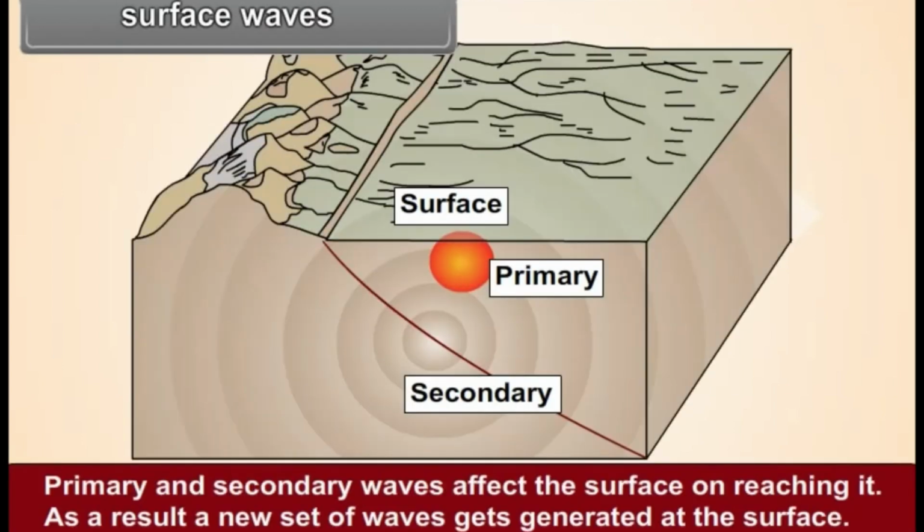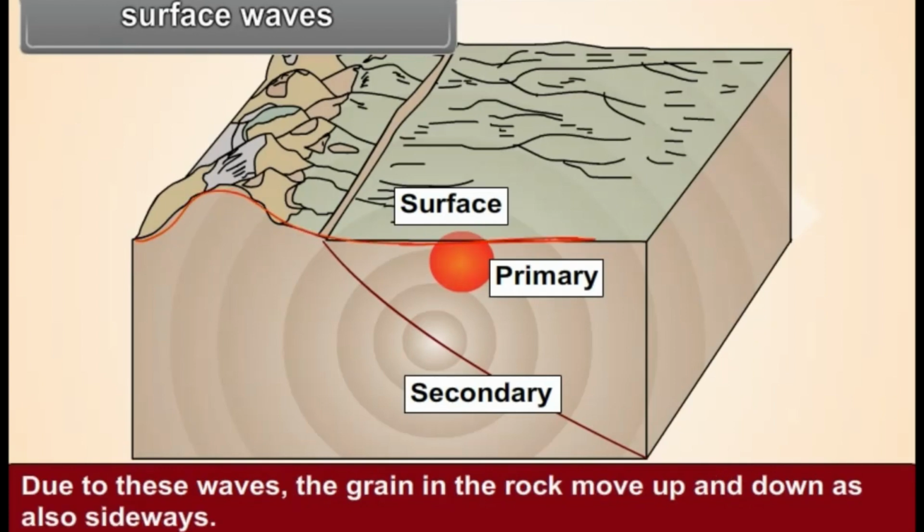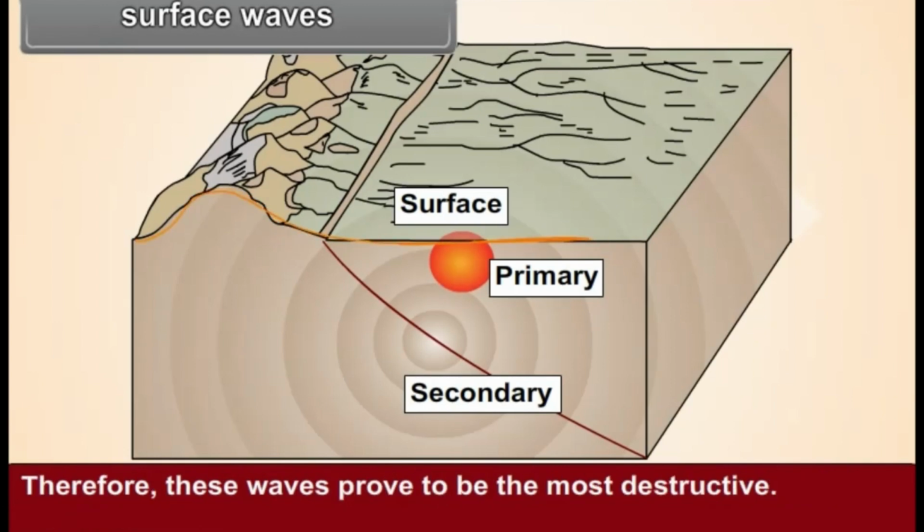Surface waves. Primary and secondary waves affect the surface on reaching it. As a result, a new set of waves gets generated at the surface. These waves spread along the circumference of the Earth. Due to these waves, the grains in the rock move up and down as also sideways. Therefore, these waves prove to be the most destructive.